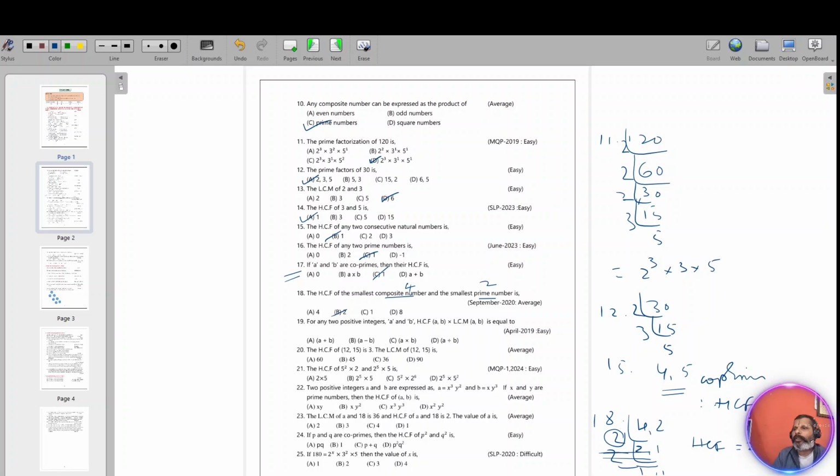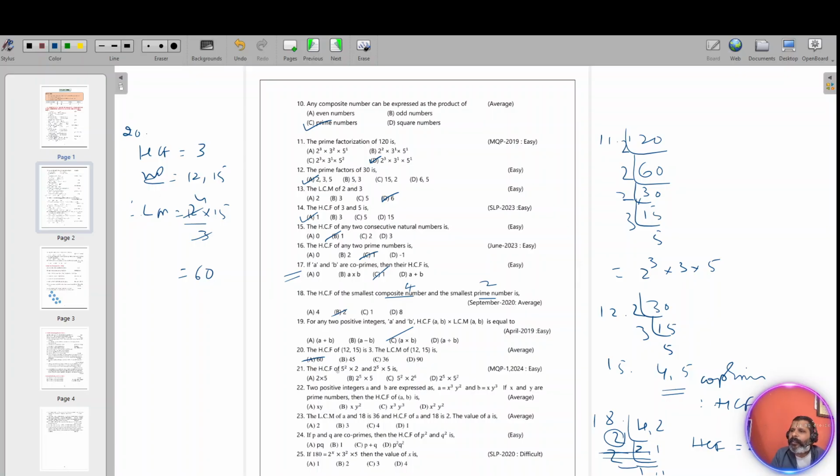For any two positive numbers A and B, the product of HCF and LCM is always A into B. This is a formula. Please remember. It is given in the textbook. Then HCF of 12 and 15 is 3. LCM of 12 and 15: the HCF is 3, numbers are 12 and 15. Therefore, LCM is equal to 12 into 15 by 3. 3 4s are 12, 3 ones are 3, so 60. 60 is the LCM.